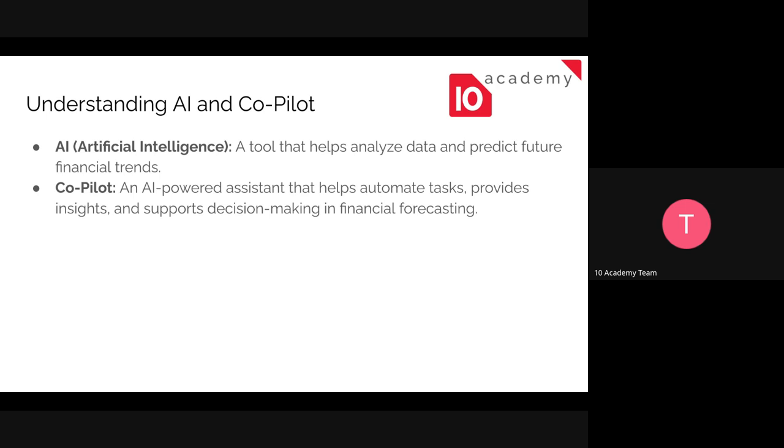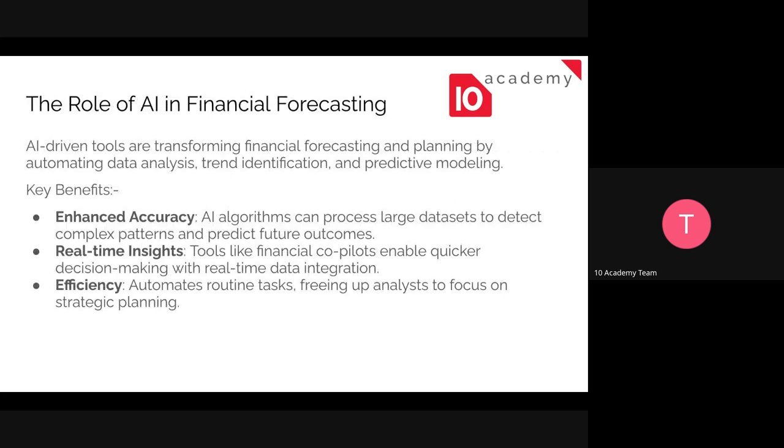AI is a tool that helps us, and one of the advantages of AI is to analyze data and predict future financial trends. Copilot is basically an AI-powered assistant which helps us automate tasks, provide insight, and support decision-making, specifically in this case financial forecasting, and within a lot of different scenarios also, Copilot can be an assistant.